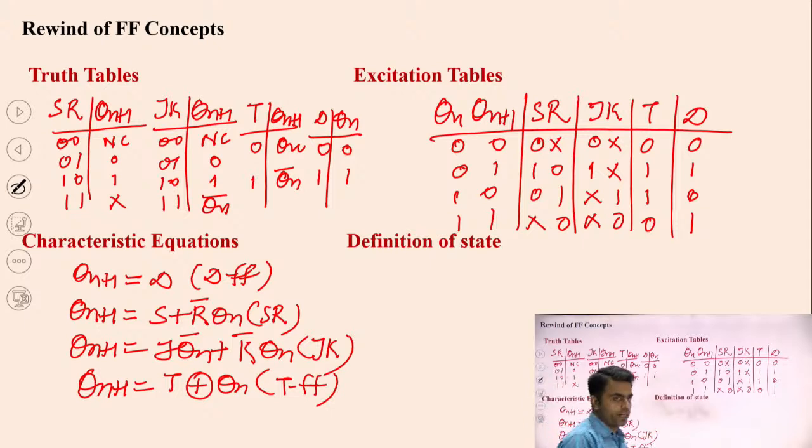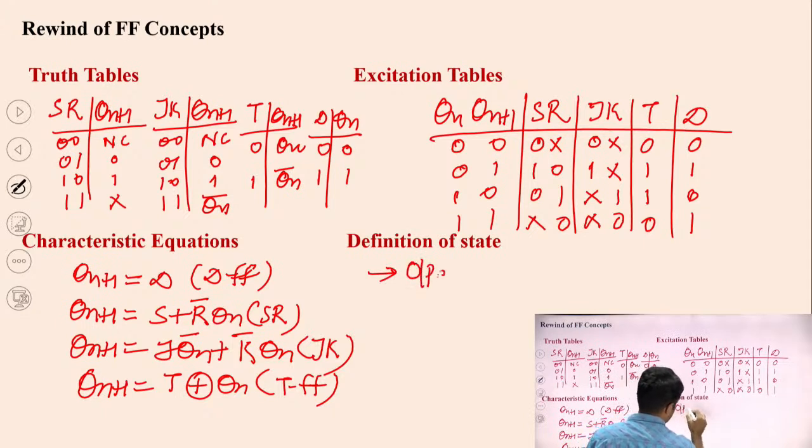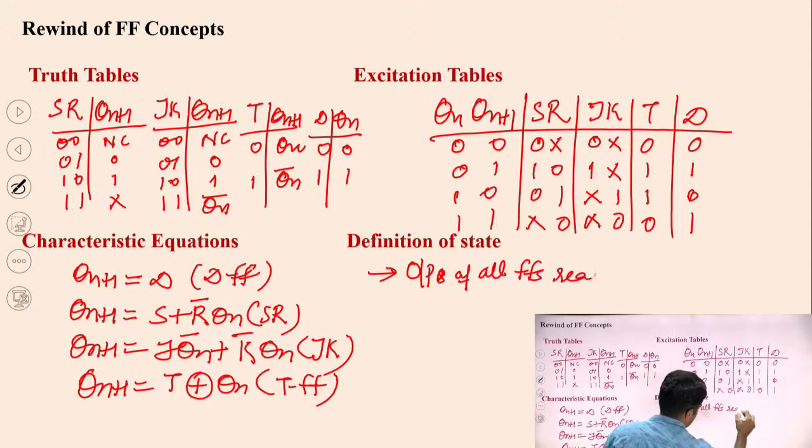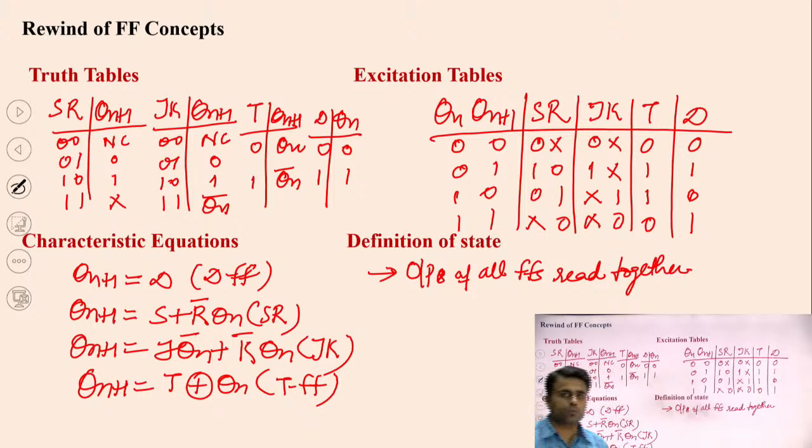Now the definition of state, I have already told you. We can write it as the outputs of all flip flops read together. If we read the output of all the flip flops together, then it will comprise the state of the circuit. Okay. So these are the basics.